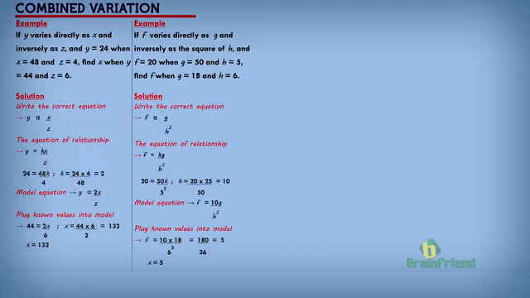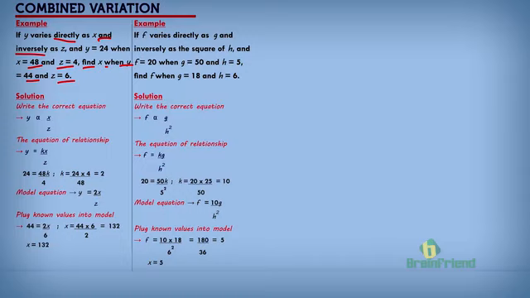Let's take the first question, question 1. If y varies directly as x and inversely as z, so we're seeing two relationships at the same time, directly and yet inversely. When you have such a situation, it is a combined variation. And we say y is 24 when x is 48 and z is 4. Find x when y is 4 and z is 6.